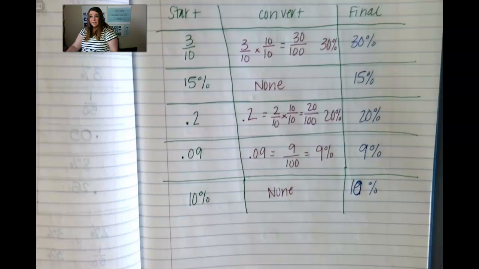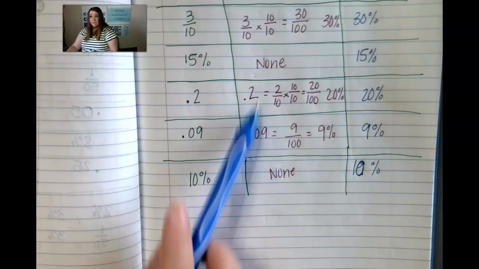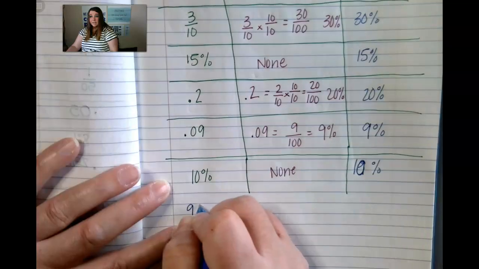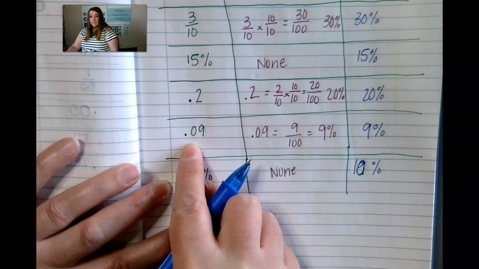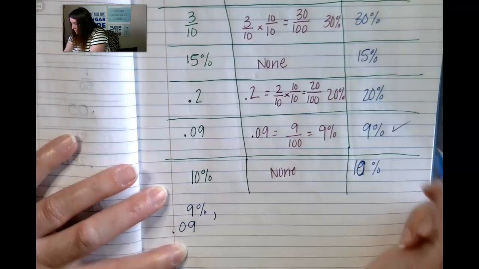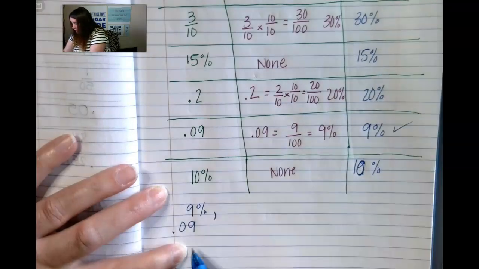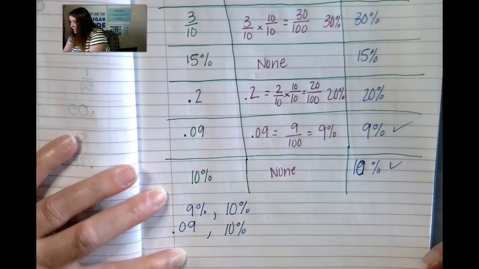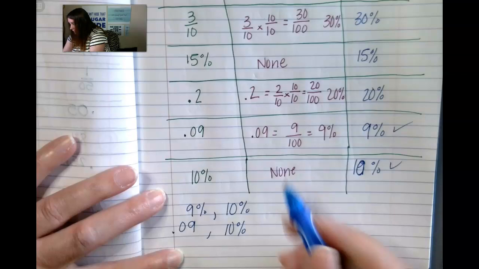This is our last step. So the smallest number that we have is 9%. And 9% started as 0.09. So that one's done. Our next one is 10%. And 10% started as 10%. Next, 15%. 15 comes next when we're counting. So 15% was equivalent to 15% as our starting value.